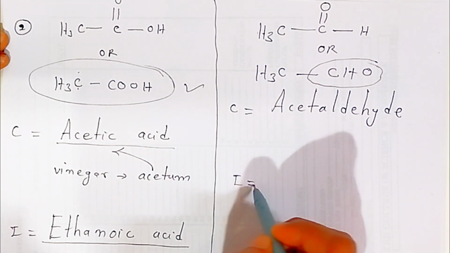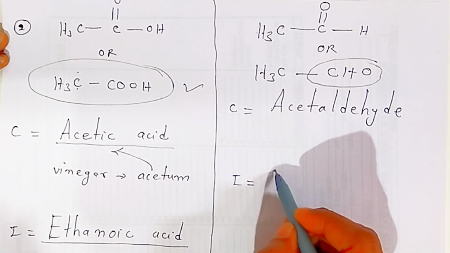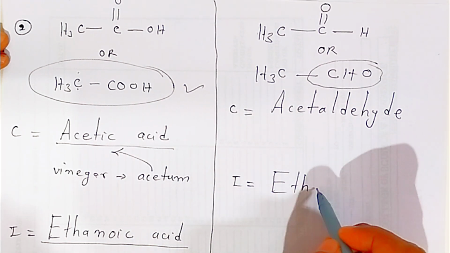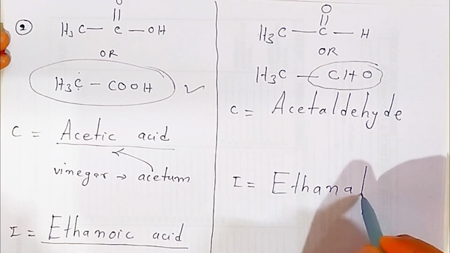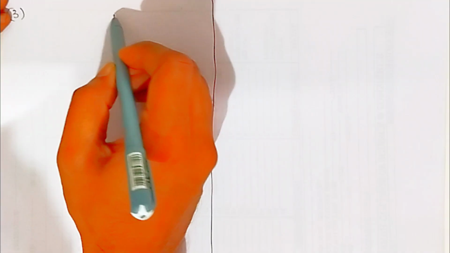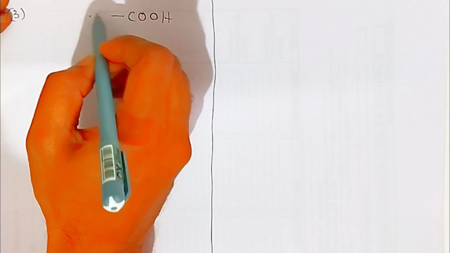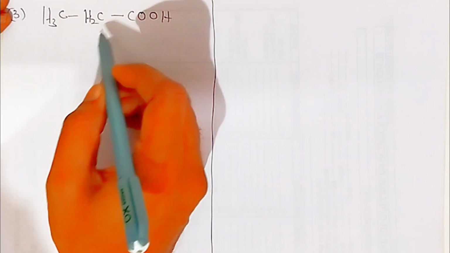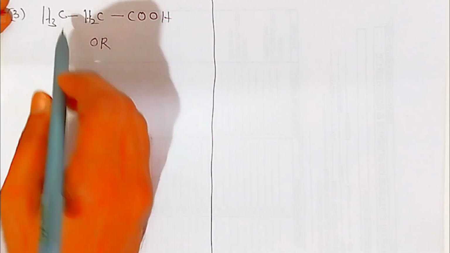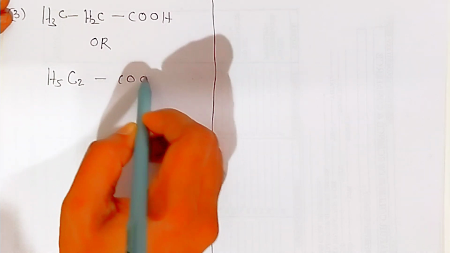Now the IUPAC name. If you want to name this compound, it contains 2 carbons, so it is called ethanal. It has been derived from ethane, so we call it ethanal. So this is the name. So CHO. Now here, if there is a CH2CH3, sometimes we also call it C2H5. It contains 2 carbons, how many hydrogens? 5 hydrogens. So this way it is also represented.